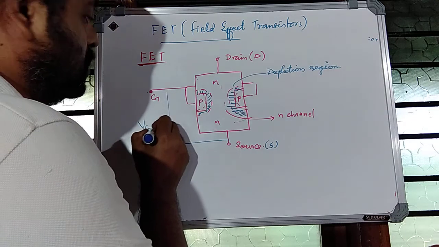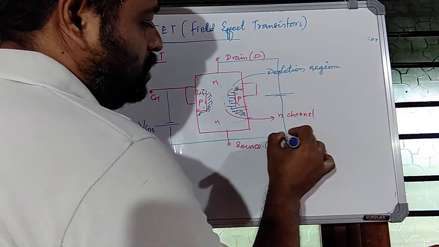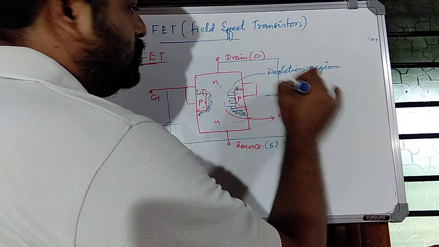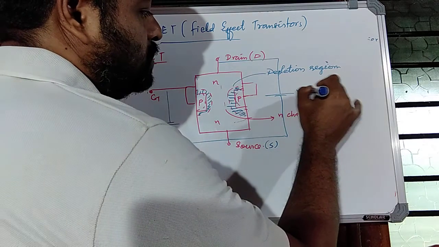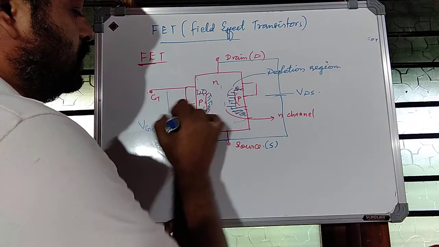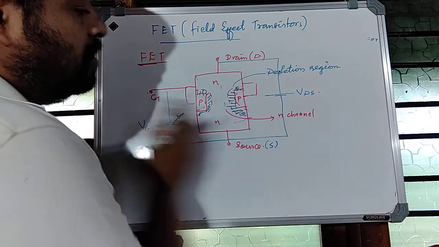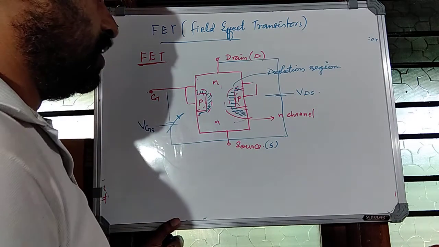This is VGS and we'll connect positive voltage with respect to source. Drain is positive, VDS. When VGS is varied, the depletion region width increases, so current will decrease accordingly.